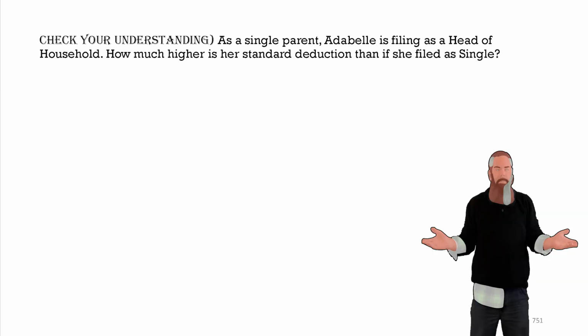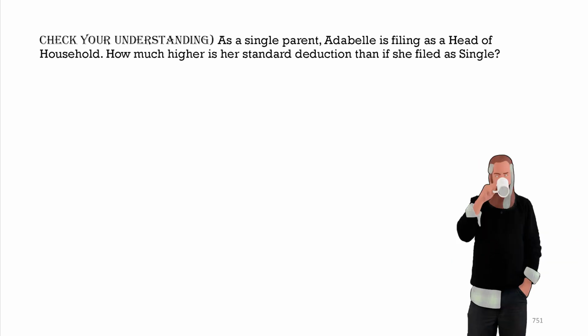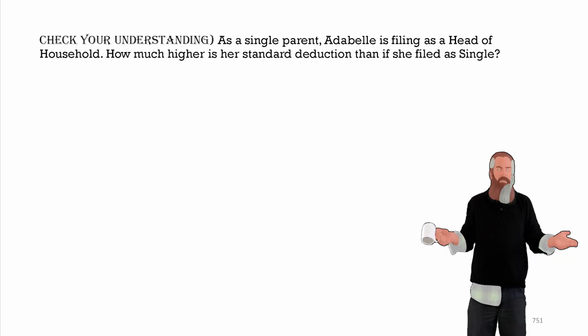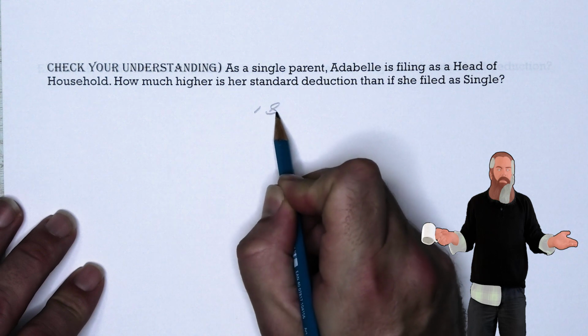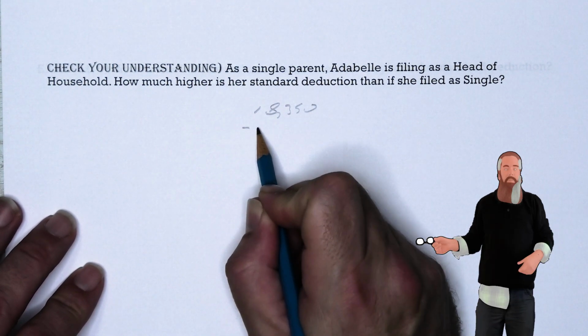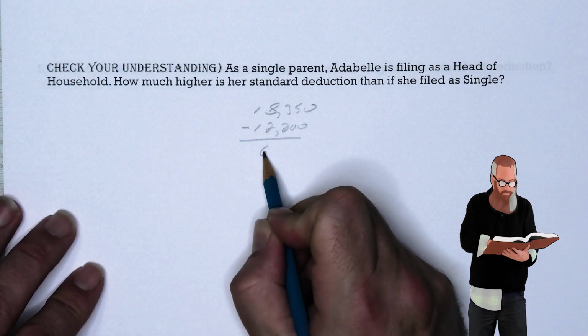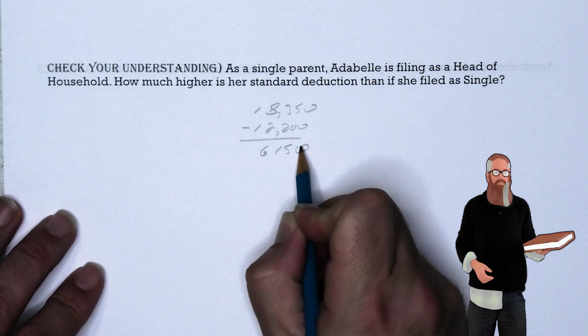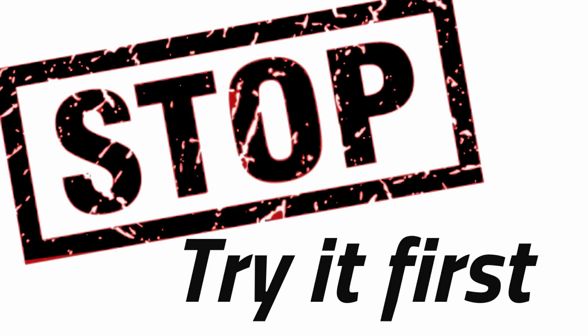Let's check our understanding. As a single parent, Adabella is filing as head of household. How much higher is her standard deduction than if she were filing single? Well, head of household means that she can get $18,350. Had she filed single, her standard deduction would have been $12,200. This means she gets an additional $6,150 deduction.